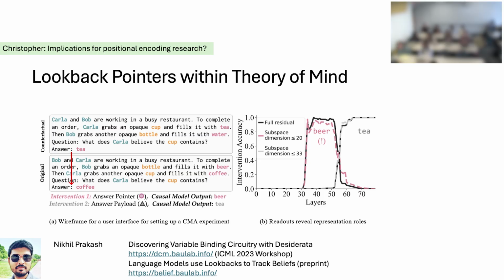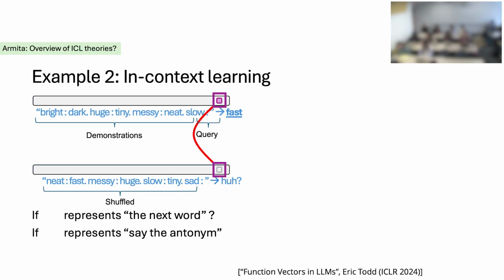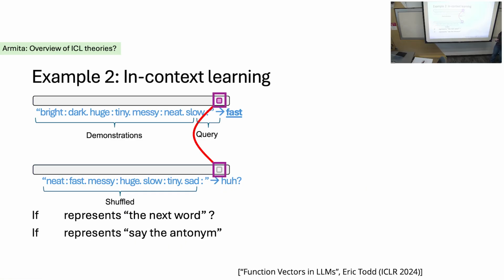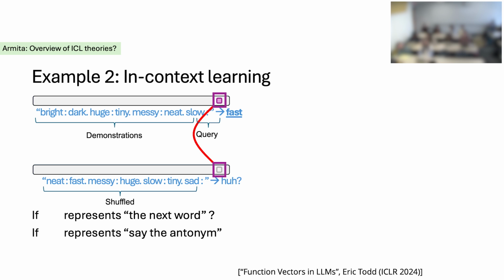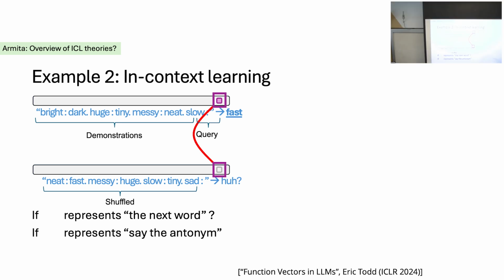Okay, I'm going to go to this other thing here. So, overview of ICL theories. I have 2 minutes. ICL is this conceptual knowledge, like stuff that you didn't know from training, but that you can figure out from context, like what's in box A or what's in box B, right?